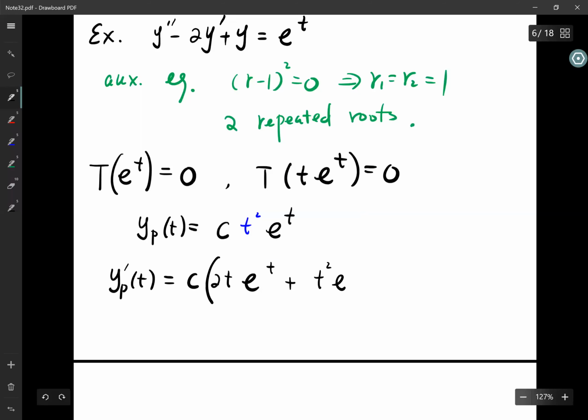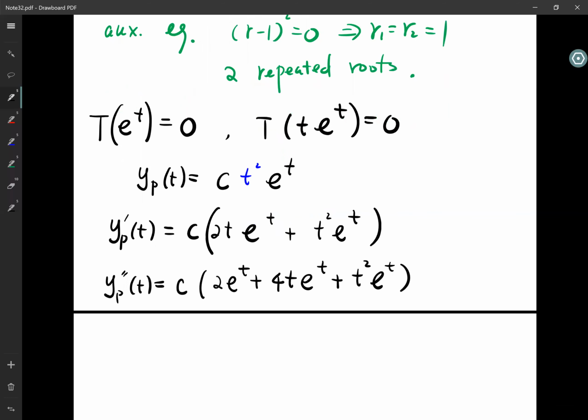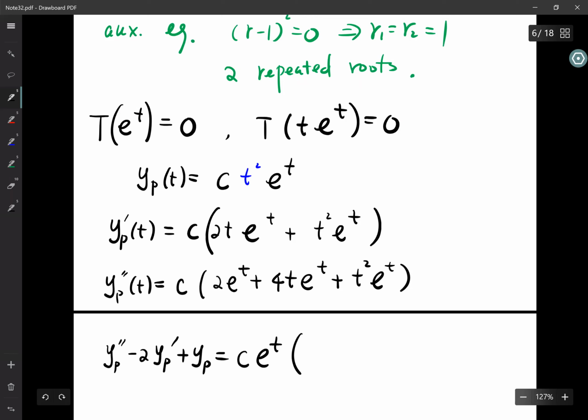So y prime t is c 2t exponential t, plus t squared exponential t. y double prime t, do it yet again. So this is c 2 exponential t, plus 4t exponential t, and plus t squared exponential t, which is a collection of the terms. So then y double prime minus 2y prime plus y is c exponential t times a bracket. Inside, let's collect. The first one is we'll only collect the constant terms. So 2, and then I have a minus 2. Actually, there's a 0. And this guy, plus 0, 0.